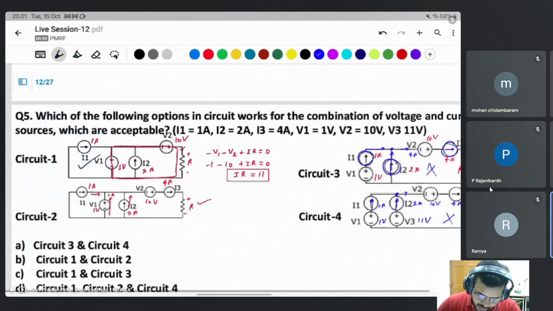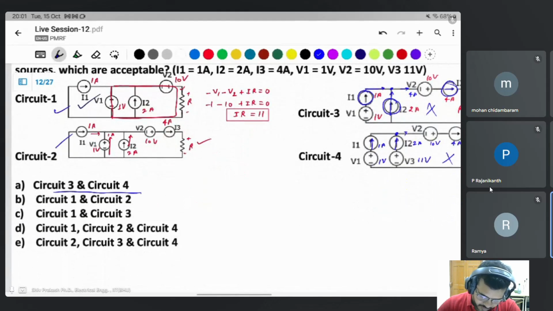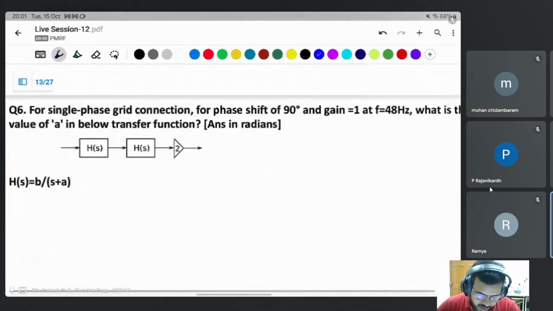Okay, only these two circuits are acceptable. Circuit 1 and circuit 2, 3, 4, not 1 and 3. 1 is possible, 3 is not possible, so this option is incorrect. 1, 2 is possible, but circuit 4 is not possible. That's why it will also not be correct. Only circuit 1 and 2 are acceptable. Okay.